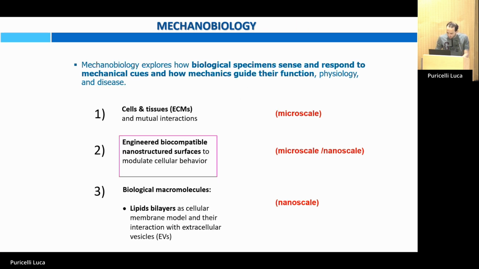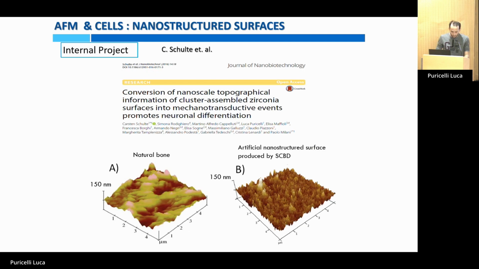Then we'll try to get faster. We can also study the interaction between cells and their extracellular environment in a different way. For example, we tried to mimic the natural roughness of extracellular matrix with engineered biocompatible nanostructural surfaces.